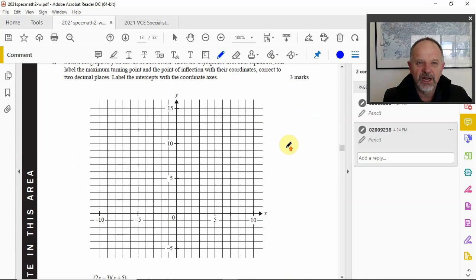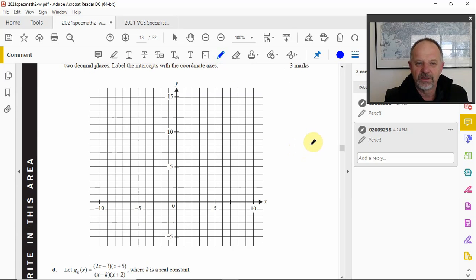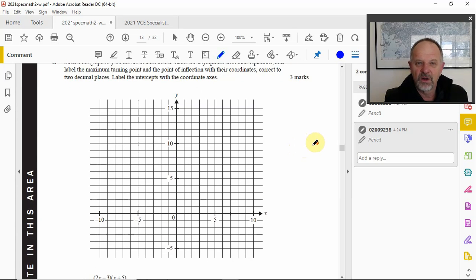All right, the next bit is: sketch a graph of f on the set of axes, label the asymptotes with their equations, label the maximum turning point and point of inflection with their coordinates, correct to 2 decimal places, label the intercepts with their coordinates. Right, there's a whole host of stuff going on there. So again, three marks for all of that stuff.